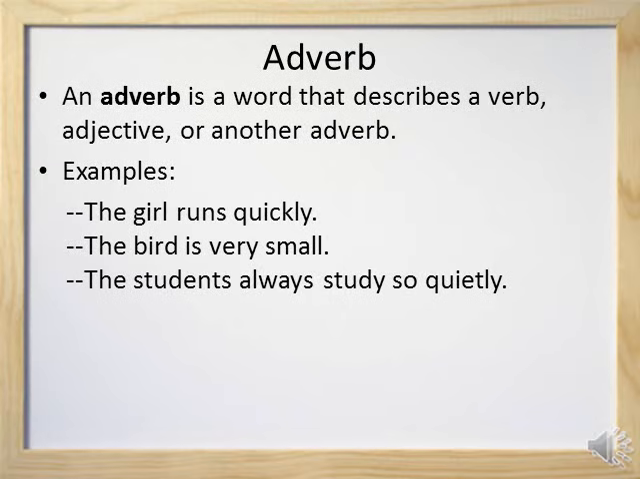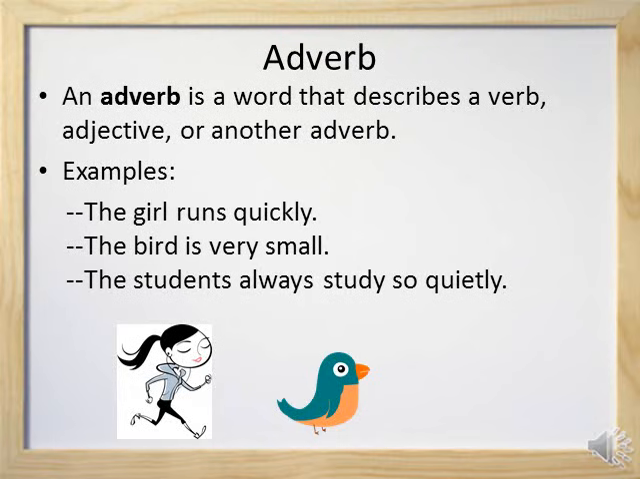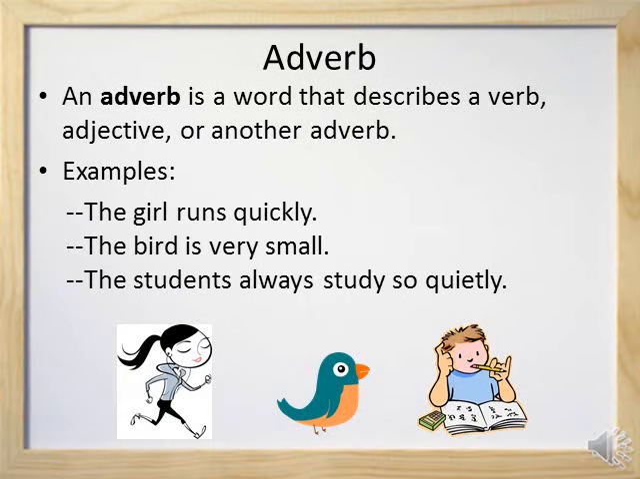Let's look at some examples. The girl runs quickly. The bird is very small. The students always study so quietly. In the first sentence, the girl runs quickly, we see an example of an adverb that describes the verb. What is the verb or action of this sentence? Runs. Now, do you see a word in the sentence that describes how the girl runs? Quickly. Quickly describes runs, and therefore quickly is an adverb.